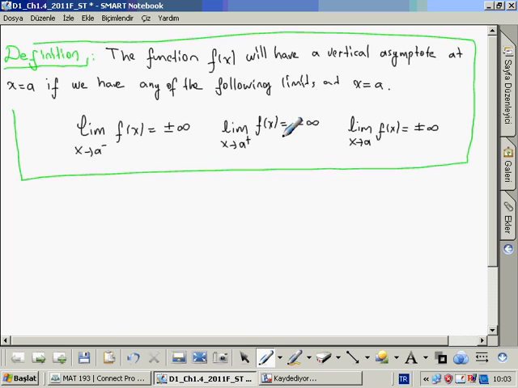And note that it only requires one of the above limits for a function to have a vertical asymptote at x equals a, okay? Using this definition, we can see that the previous example had a vertical asymptote at x equals 0. And let me give you another example about the asymptote.